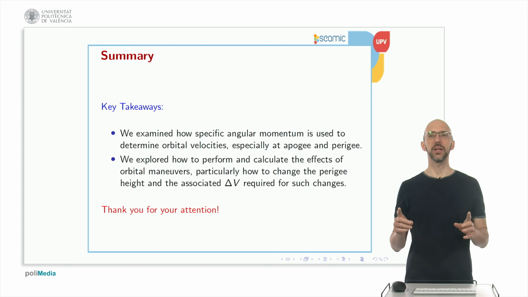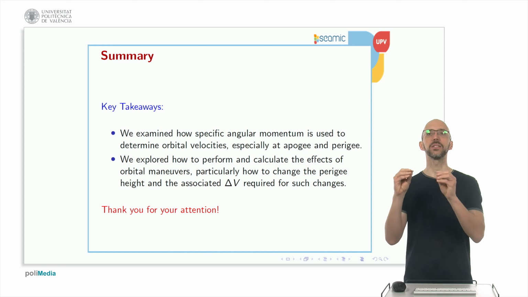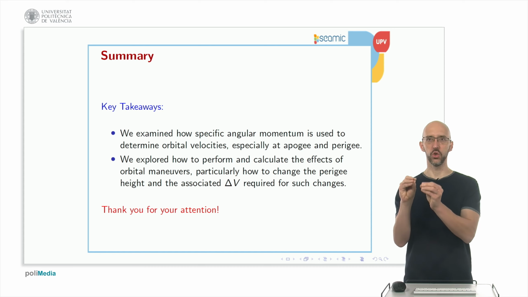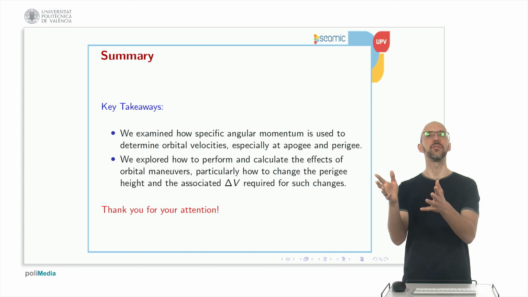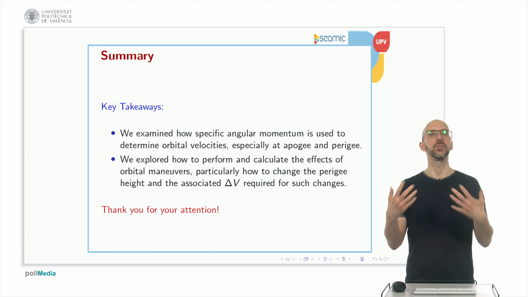So it's always calculated with the specific momentum of the orbit that is calculated using the radius of the apogee and perigee, and then calculating the speed at the point you are applying the impulse, the speed in the initial orbit and the speed in the final orbit. So you calculate the subtraction of that and you get the delta V.